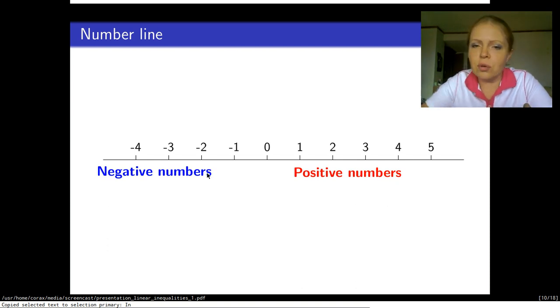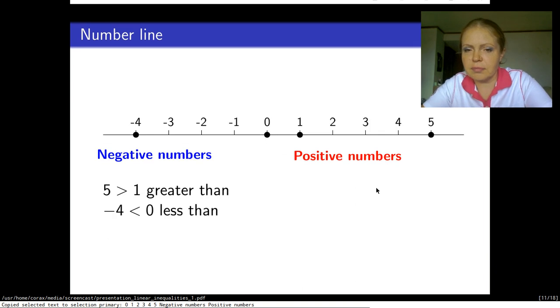As you already know, 0 is the origin point, neutral. All numbers on the left of 0 are negative numbers. On the right of 0, all of these numbers are positive. You have learned already that all the negative numbers are always less than positive numbers.